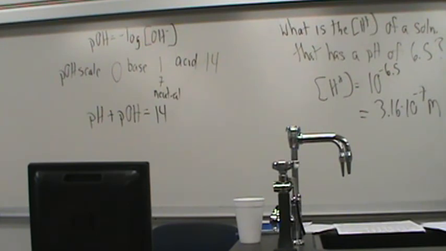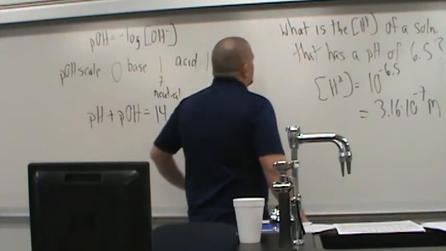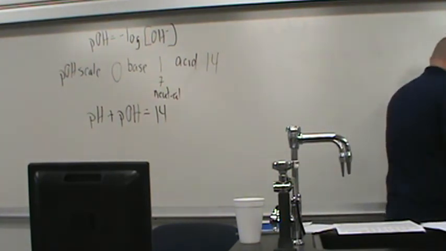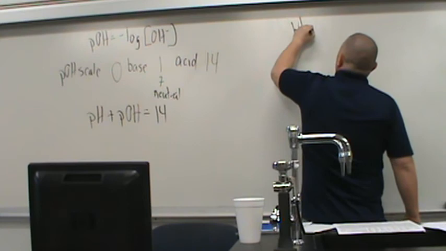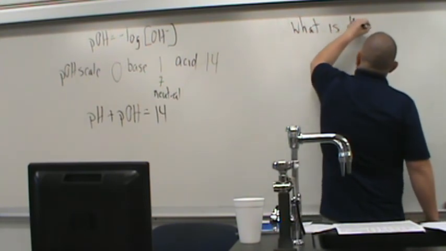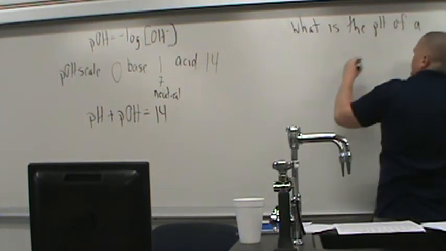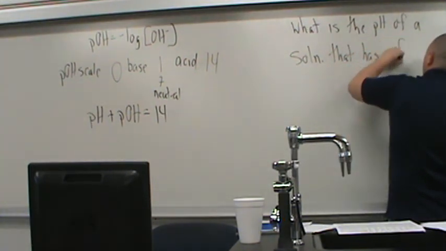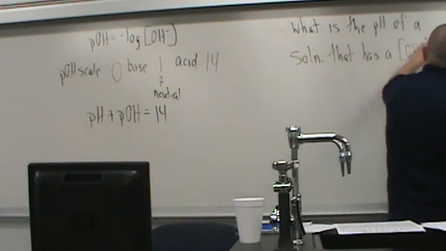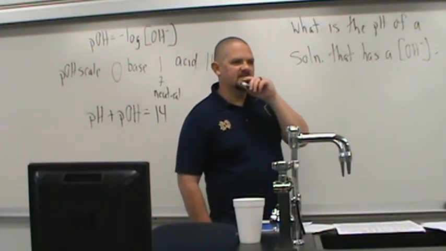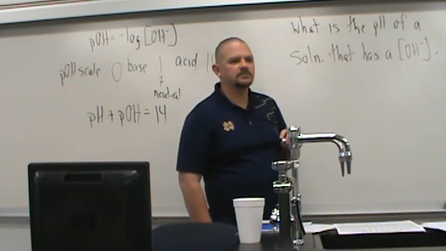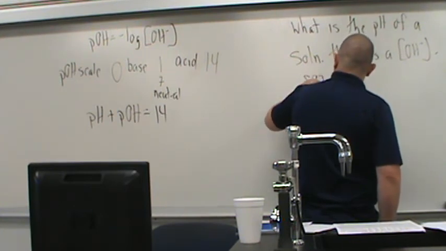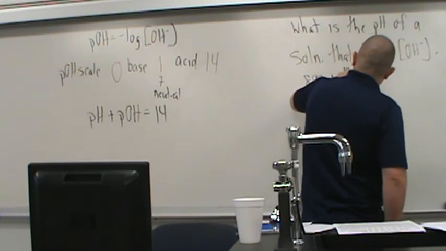So let's kind of look at an example of that. What is the pH of a solution that has a hydroxide ion concentration equal to, let's say, 8.92 times 10 to the negative 10th molar.